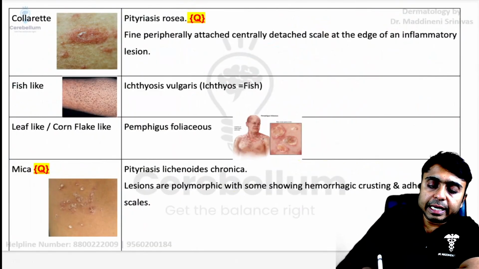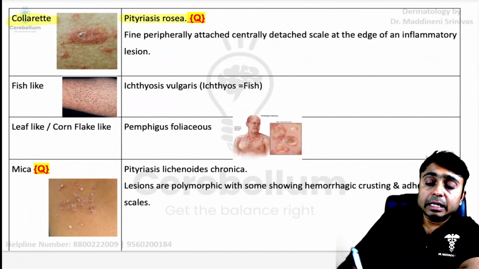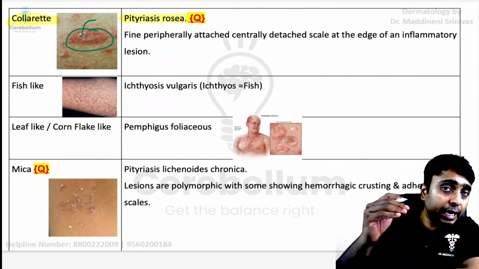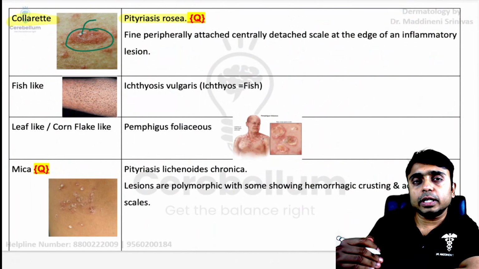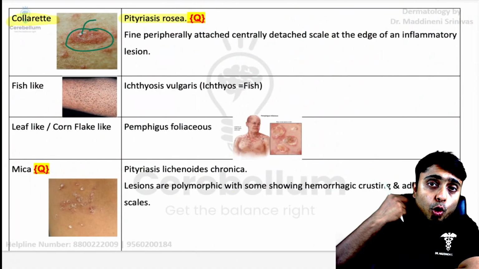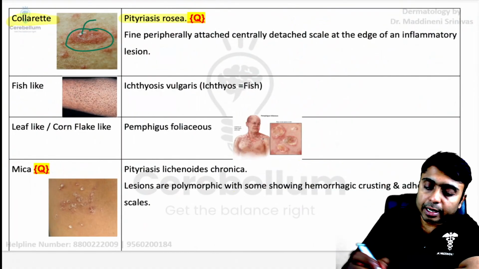So collarette scales are classically seen in pityriasis rosea. In this herald patch, you are able to see this scale which is attached on the outer side and is free on the inner side. This is called a collar-like scale or collarette scale.